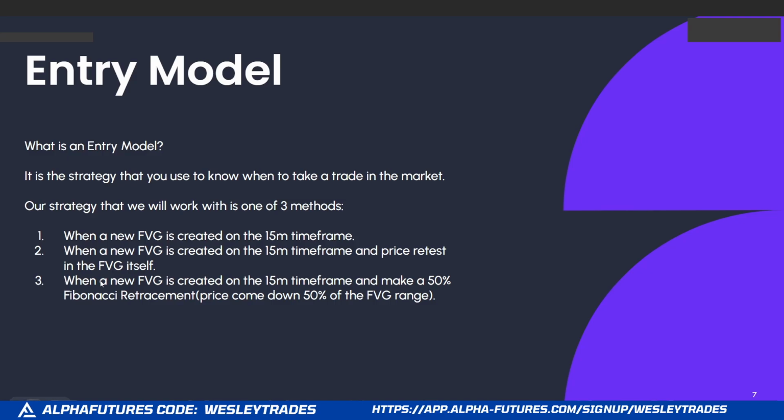Method number 3, when a new fair value gap is created on the 15-minute time frame and makes a 50% Fibonacci retracement, or comes down to 50% of the fair value gap range. So this sounds like if you want to target a bullish fair value gap, right? So if price goes up, candle 1, candle 2, candle 3, reverses 50% of the way, and then you can take a buy from there. Normally, if you take the third method, you will have a much better stop loss placement and a much better take profit target. You will get more out of that trade.